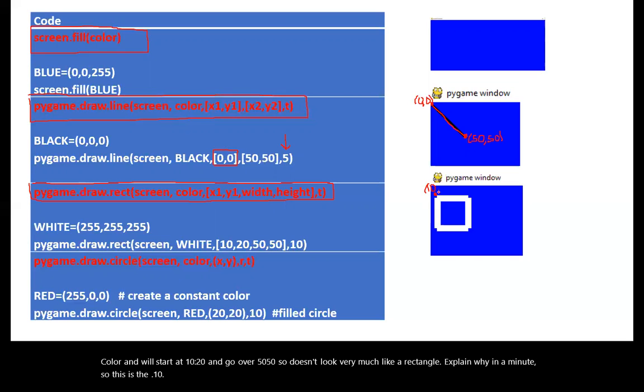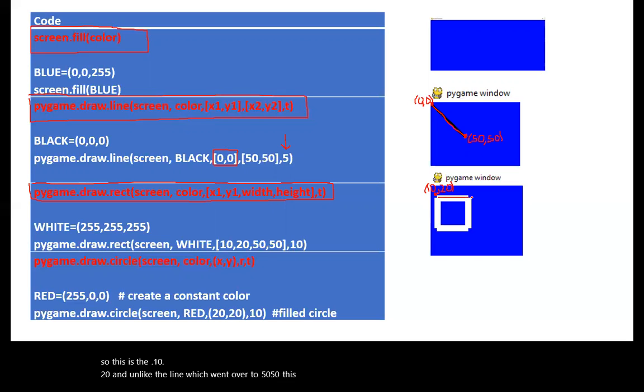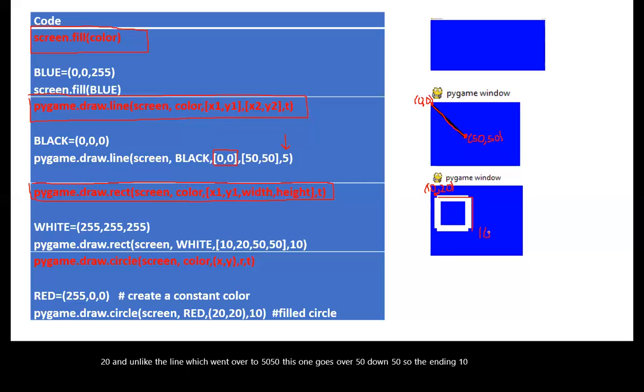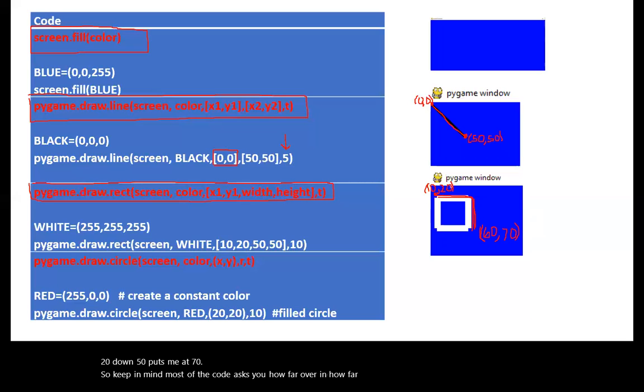10, 20. And unlike the line, which went over to 50, 50, this one goes over 50, down 50. So the ending point, 10 over 50, would put me at 60. And then 20 down 50 puts me at 70. So keep in mind, most of the code asks you how far over and how far down. The rare one that doesn't is the line, which actually gives it an ending point.